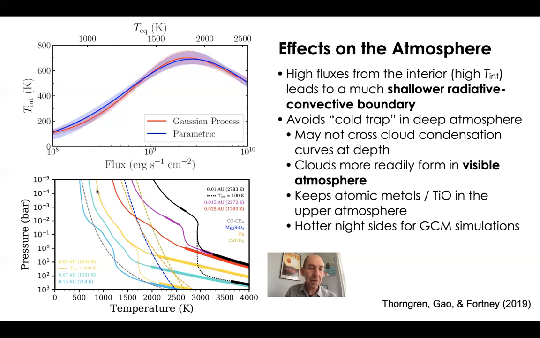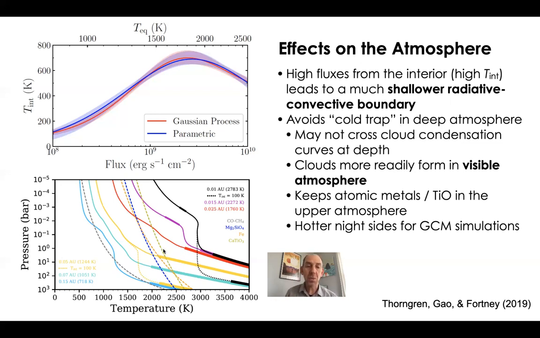atmosphere. The upper atmosphere is the same in both cases, but if you have a hotter deep atmosphere, that makes you cross cloud condensation curves at a different place. These are condensation curves for various clouds. In the case of a cool deep atmosphere, you would form these clouds at 1000 bars and you would never see them. In the case of a hot deep atmosphere, you cross these condensation curves at around a bar and you would see these clouds.